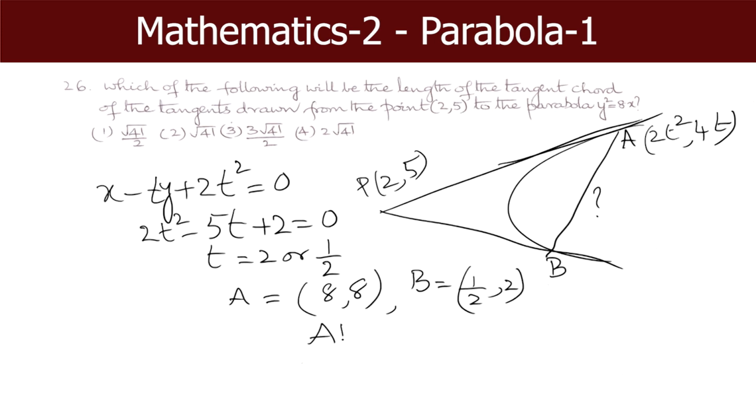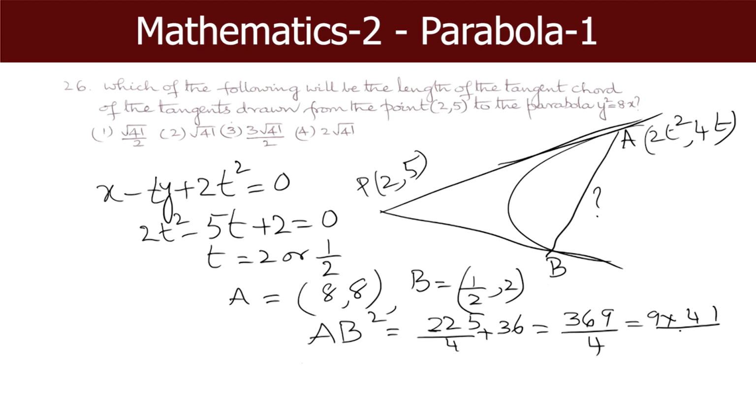He is asking AB. AB square equal to 8 minus half whole square, that is 15 by 2 whole square, 225 by 4 plus 36. That is equal to 369 by 4 or 9 times 41 by 4. So, AB is 3 times root 41 by 2. So, that is the length of the chord of contact of the tangents drawn from P to the parabola.